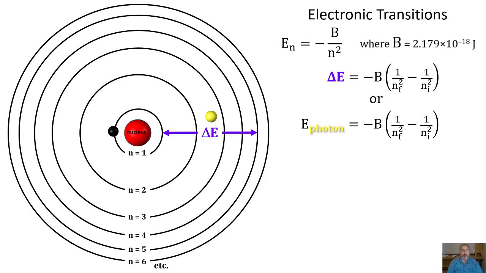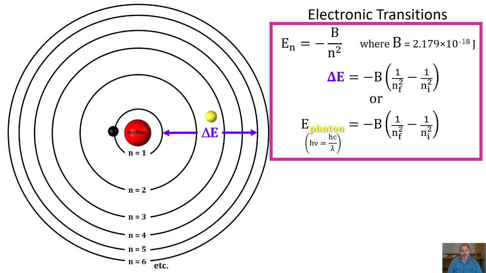And since we know the energy of the photon is related to its frequency or wavelength, we now have a relationship that shows what wavelengths of light will be emitted when certain electron transitions occur in the hydrogen atom. Now these equations here give us a mathematical understanding of what's actually going on with the emission spectrum of hydrogen. And they're very important, and you're going to have to be able to do calculations based off of them.